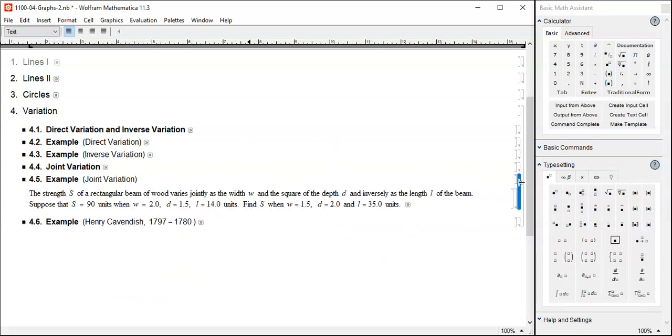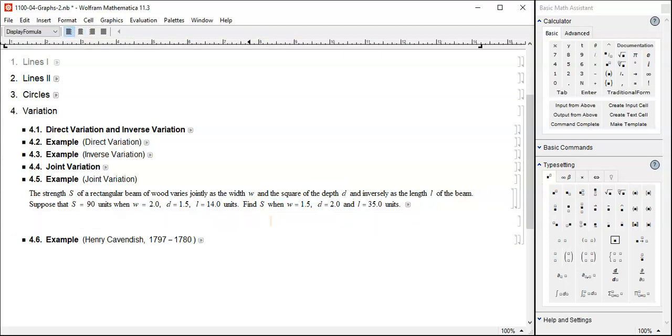Here we go. The strength S of a rectangular beam of wood varies jointly with the width W and the square of the depth D, and inversely as the length L of the beam. So if the beam is longer, then if you put some large weight, big weight in the middle, then the beam is not going to hold it very well. As for the width and depth, they're actually helpful, especially depth is quite helpful because it is proportional to the square of the depth. So it's a structural kind of problem.